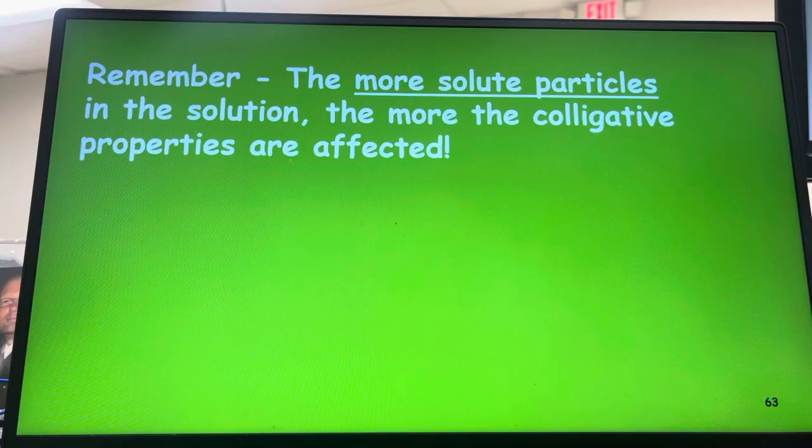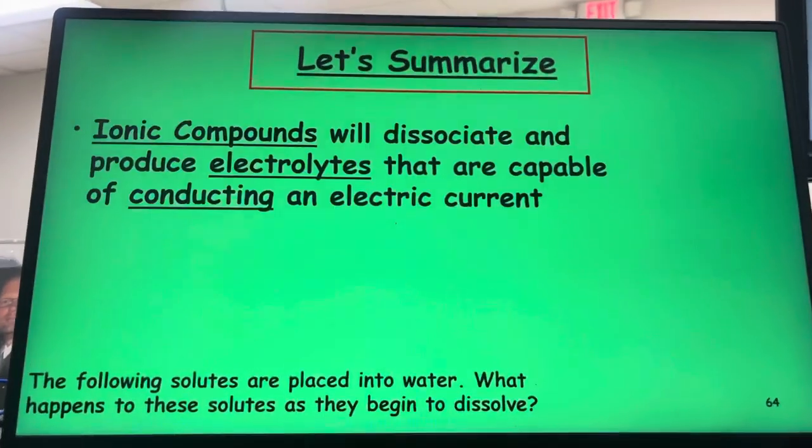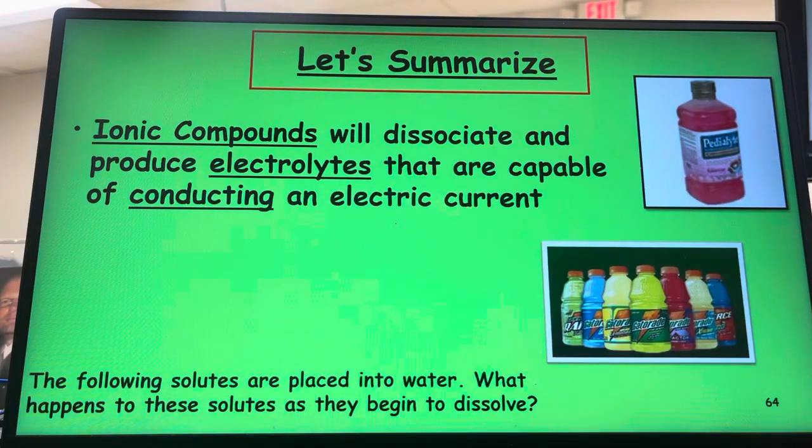Again, it's about numbers. So ionic compounds will have more effect on freezing point and boiling point and vapor pressure than covalent particles will. Ionic will have more effect because, again, we're going to look at one. Let's summarize. All right. So ionic compounds will dissociate and produce electrolytes that are capable of conducting an electric current. So Pedialyte, Gatorade, those are examples.